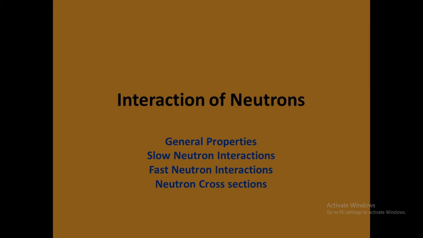Dear students, today we are going to discuss the interaction of neutrons. The main topics include general properties, slow neutron interactions, fast neutron interactions, and neutron cross-sections.